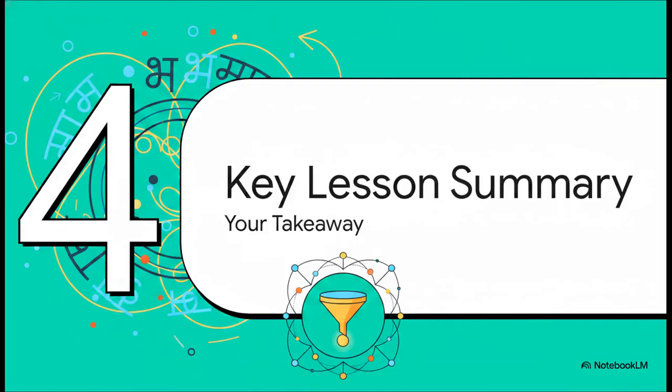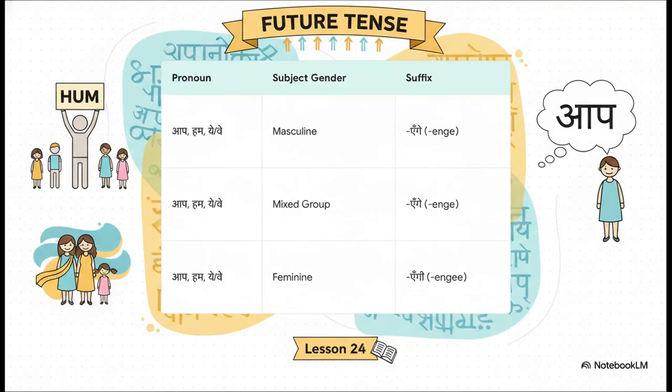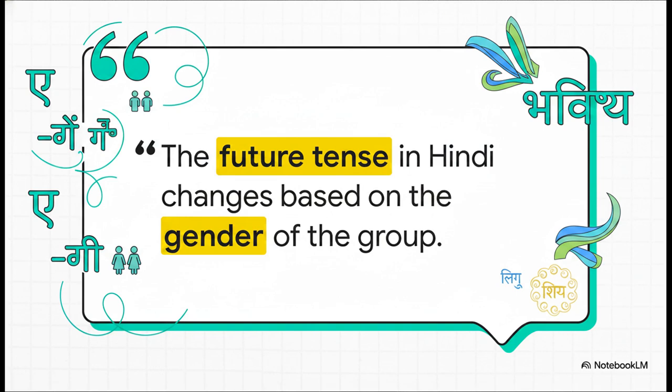All right, let's do a super quick recap of the main points from this little lesson. Honestly, it all just boils down to one simple idea. So when you're using the pronouns aap, hum, and ye/ve, it's this simple. The future tense ending is always enge for masculine and mixed groups. And it's always engi for feminine groups. That's the entire rule right there. So really, the one thing I want you to take away from this is this. When you're talking about the future with these subjects, the verb ending has to agree with the group's gender. Once you master that, you've pretty much unlocked a huge piece of speaking future tense Hindi correctly.